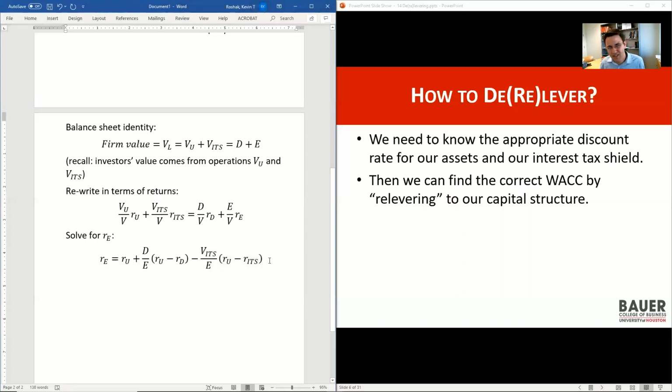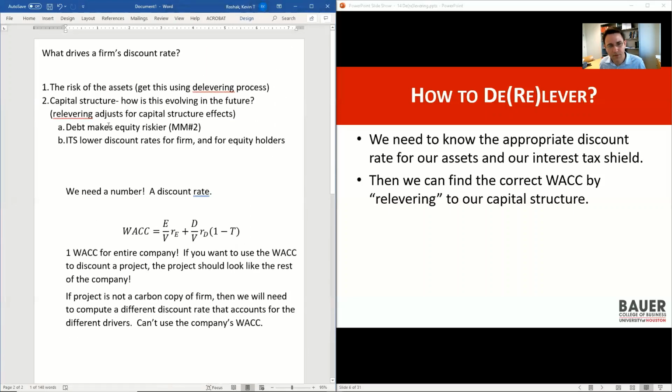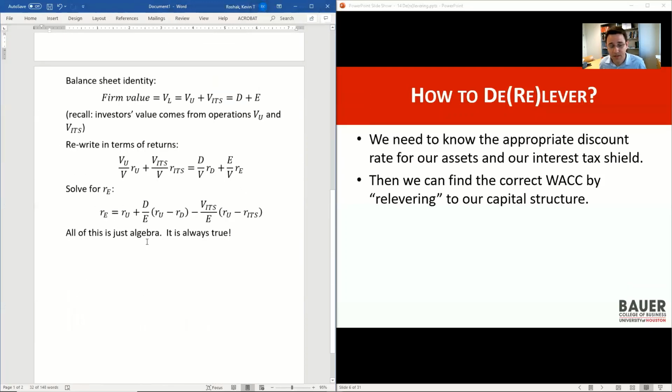So this is just algebra. It's just always true. All it was the balance sheet identity, which is always true, and then a little bit of algebra to solve for the discount rate on equity. But this helps us think about those two capital structure pieces, right? We talked about these two pieces up here. What drives the discount rate? Well, debt makes equity riskier because of M&M2, but then also the interest tax shield shows up. And so we see both of those things here.